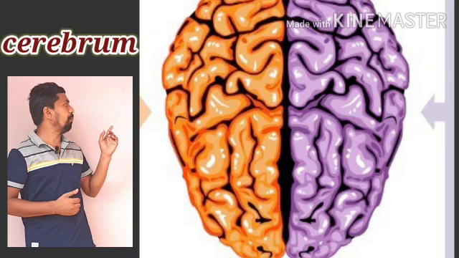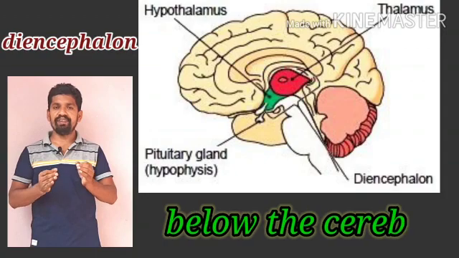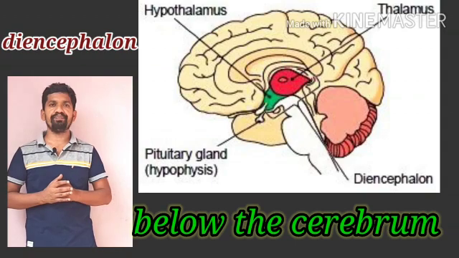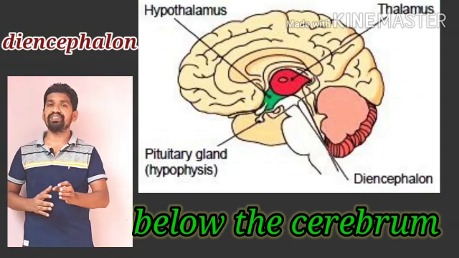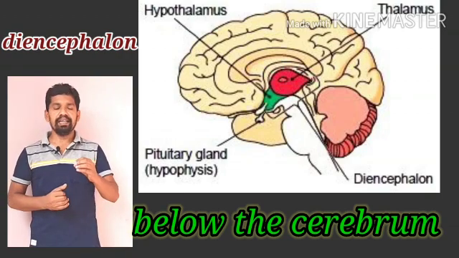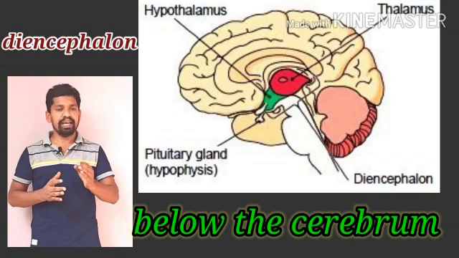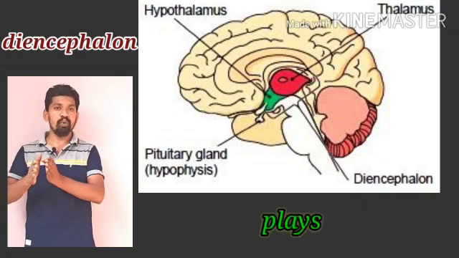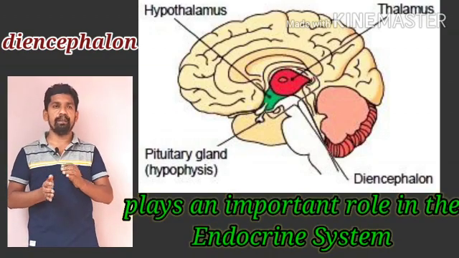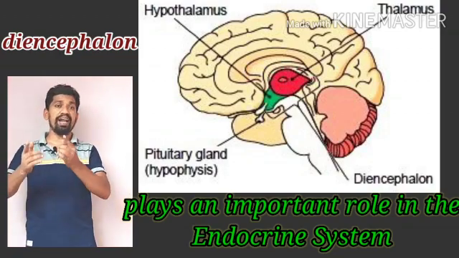Now the second part of the forebrain is the diencephalon. The diencephalon is an important part which lies below the cerebrum. It is very important for some emotions. It has the thalamus, epithalamus and hypothalamus. Thalamus plays an important role in the endocrine system also. In the diencephalon, the epithalamus and hypothalamus also play an important role in the endocrine system.